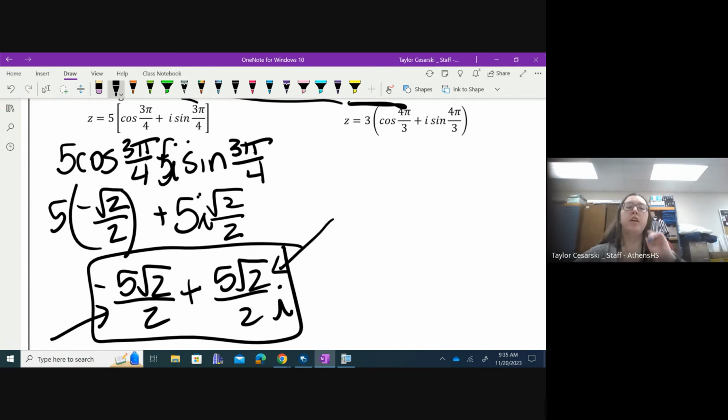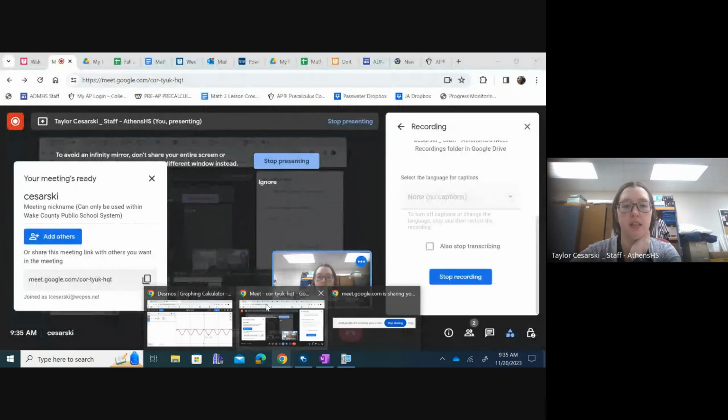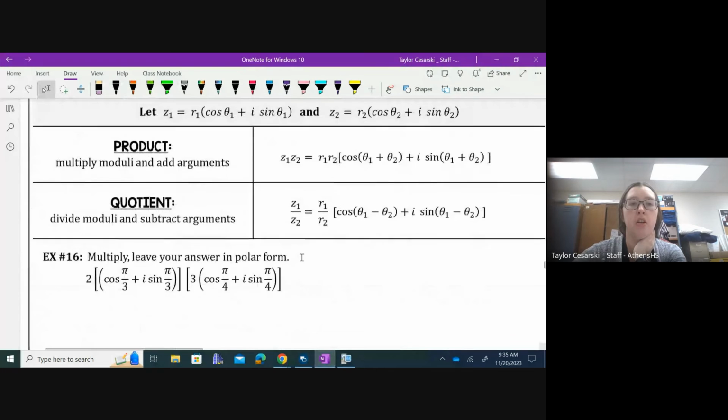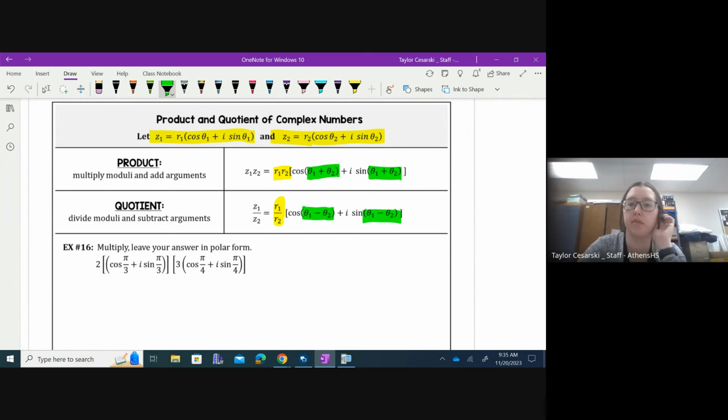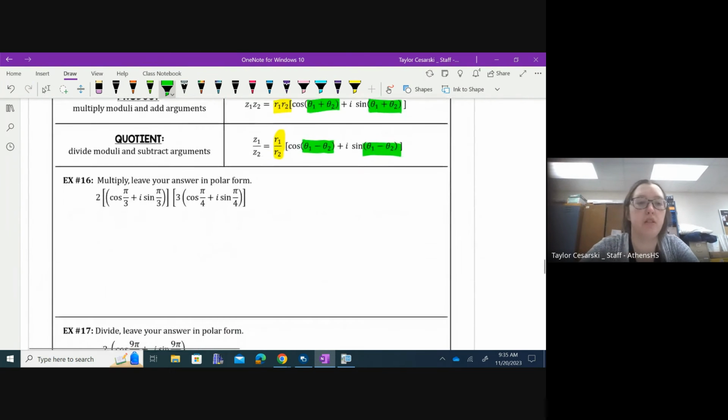Okay. So now let's talk about if I was going to try and multiply a few of these things together. There's kind of an easy way to do this. You could try and make a box and multiply out, but there's some shortcuts here. If I was going to multiply two complex numbers, then I multiply the r values and I add the theta values. If I was going to divide, same idea. I divide the r values and I subtract the theta values. Okay. So let's do this right here.